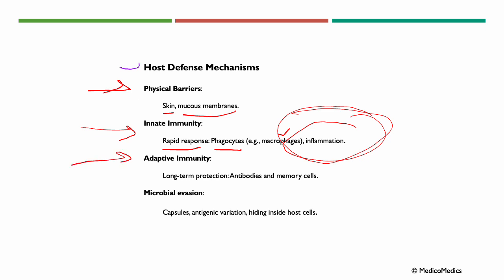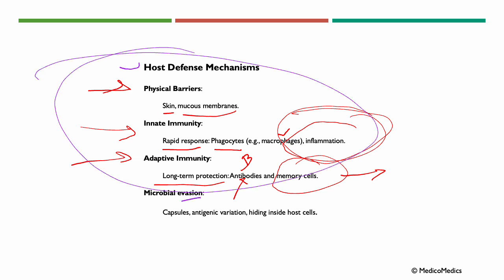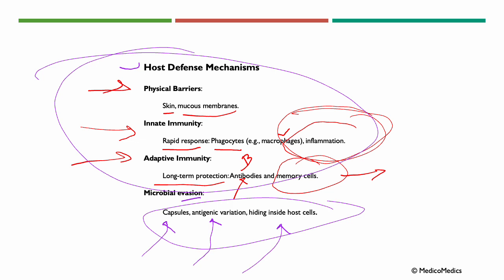Then we have our adaptive immunity, which is a long-term protection where we find our antibodies produced by our B cells and our memory cells, which helps us with faster responses in the future. And the way microbes might evade these immune mechanisms could be by using capsules, antigenic variation, or hiding inside the host cell, etc.